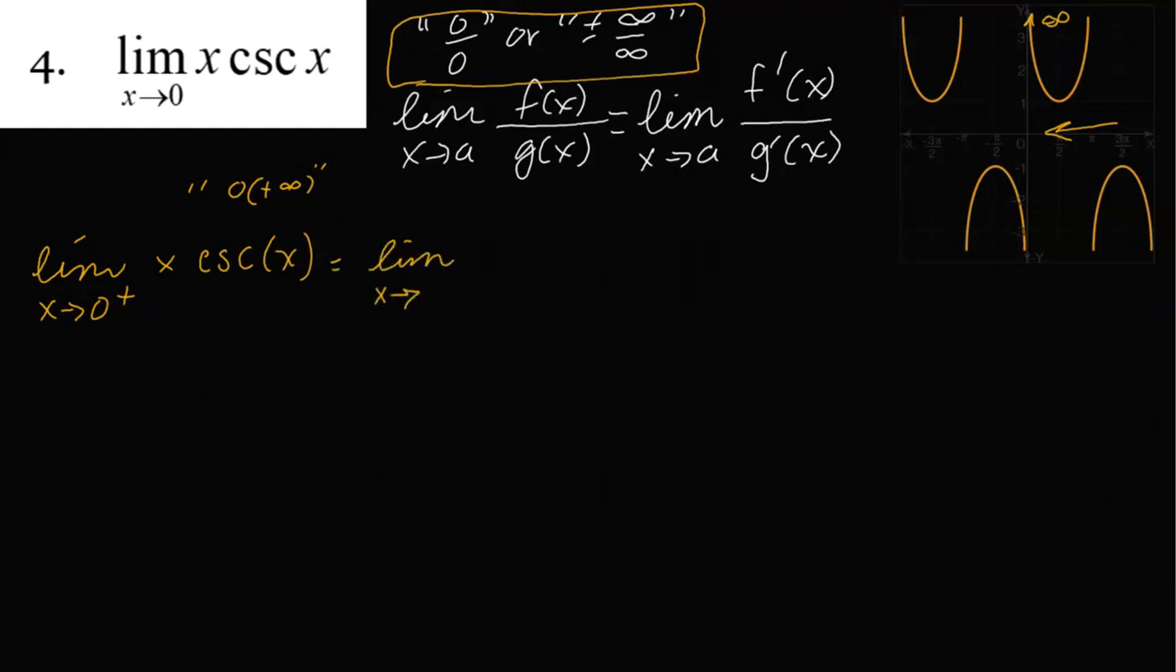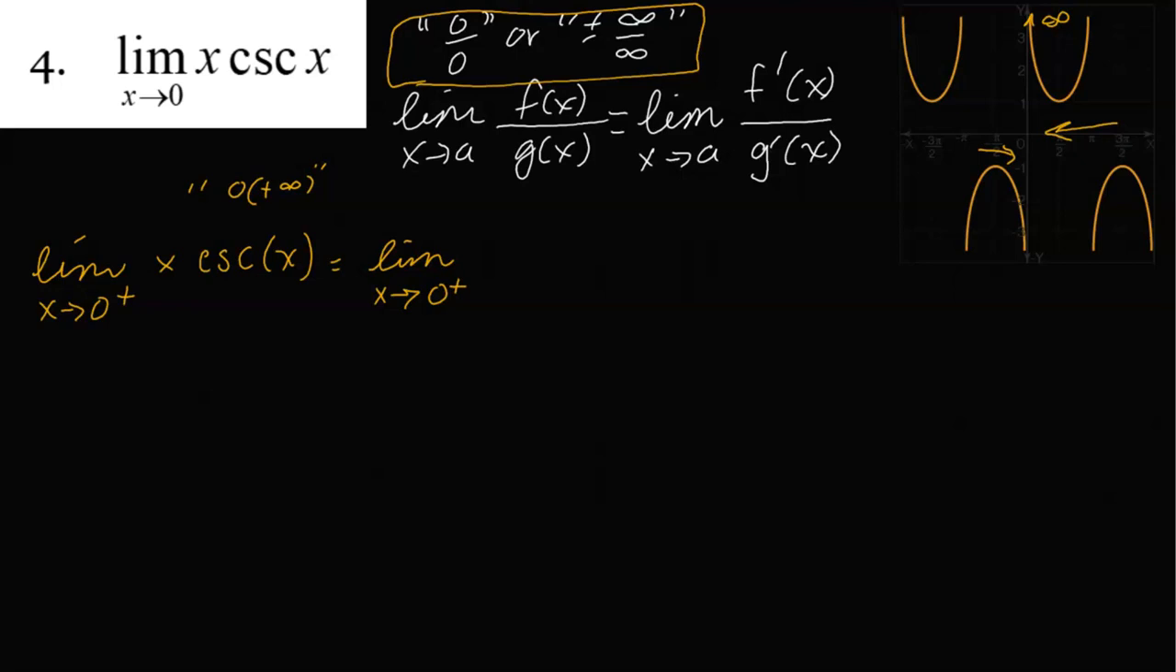Limit as x goes to 0 from the right. Why am I talking about the right and the left? Because when we are approaching 0 from the right, cosecant goes to infinity, and when we are approaching from the left, cosecant goes to negative infinity. So I want to make sure that the limit from both directions goes to the same number before I can conclude that the limit as x goes to 0 of this expression has a certain value.